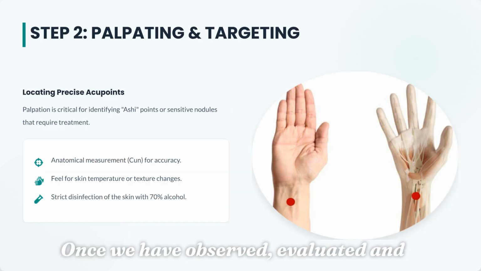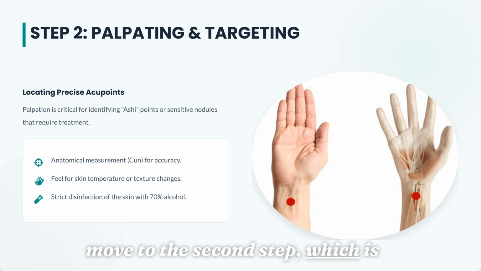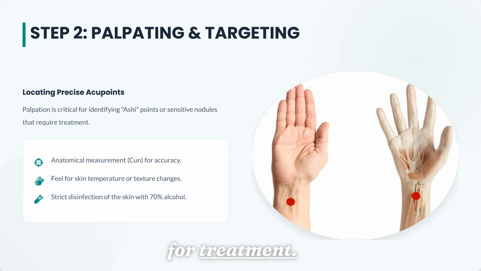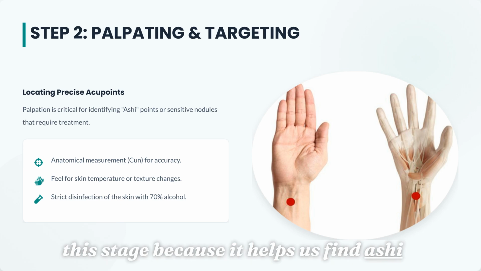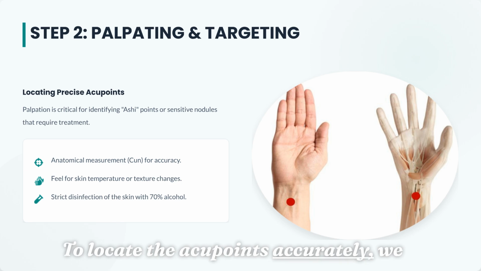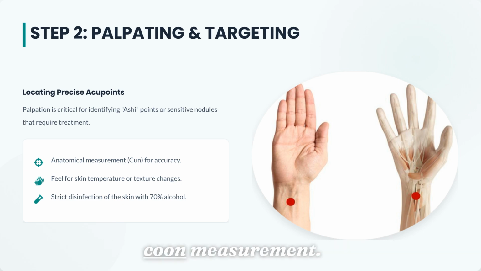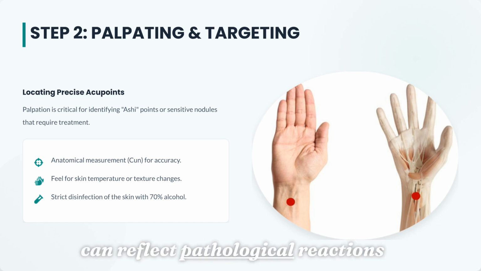Once we have observed, evaluated, and diagnosed the patient's condition, we move to the second step, which is selecting and locating the acupoints for treatment. Palpation is especially important at this stage because it helps us find ashi points or tender nodules that may need treatment. To locate the acupoints accurately, we combine anatomical knowledge with Kuhn measurement. We also check the skin and subcutaneous tissue for changes in temperature or texture, because these can reflect pathological reactions related to the patient's condition.